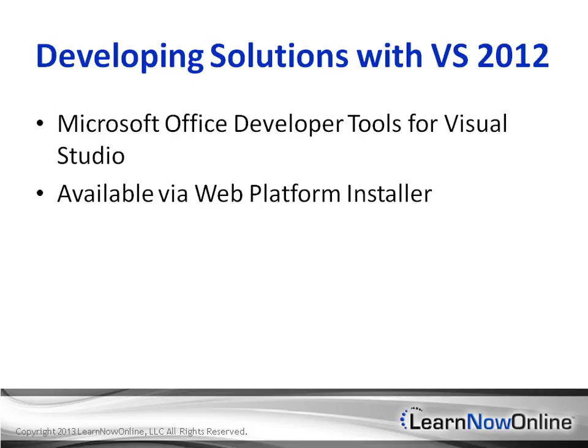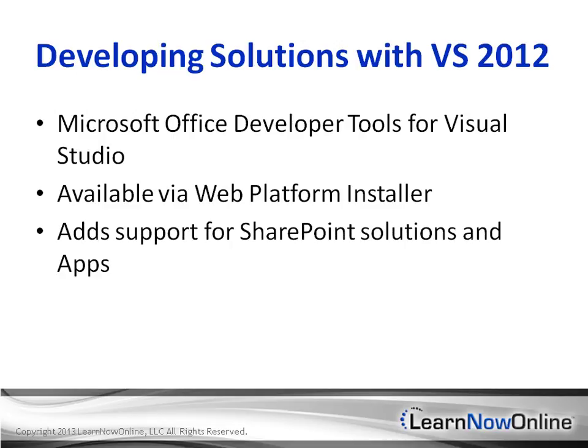So you just open up the Web Platform Installer. You may need to install it ahead of time, and then do a search for Office Developer Tools, and you'll find it and you'll install it. And once you've done that, it will add support for SharePoint solutions and apps. Now, if you're going to use Visual Studio to develop SharePoint solutions, you're going to need to do it on a SharePoint server, a place where SharePoint is installed. If you're going to use Visual Studio to develop apps, you don't necessarily have to be on the server. All right, so let's get started using Visual Studio 2012.